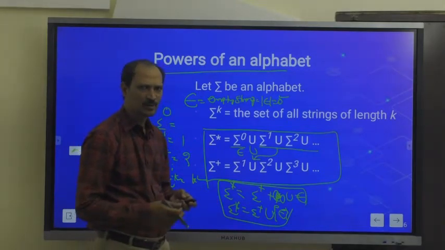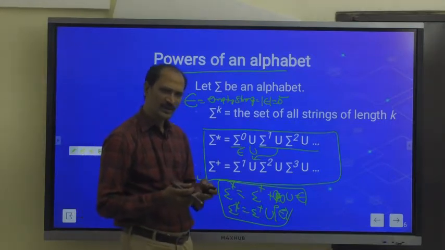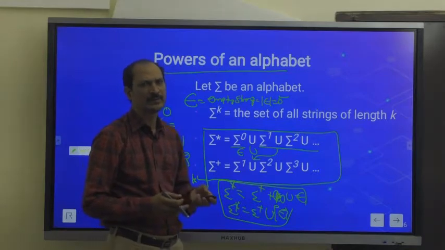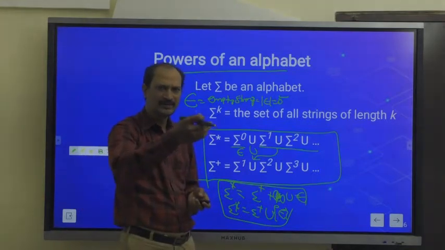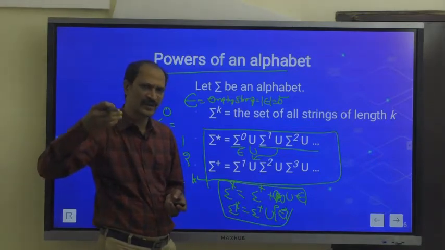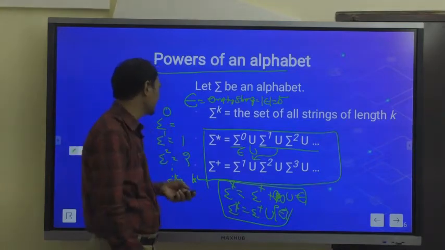We have covered what we mean by a symbol, what we mean by a string, what we mean by an alphabet, and now what we mean by the power of an alphabet. Symbol first, then after that we have the alphabet, after that we have the string, after that we have the power of an alphabet. That is the sequence.